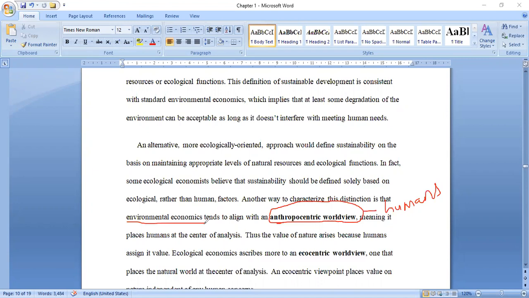For example, they will look at pollution and say that pollution is not good because it affects human health. And then the ecological economists are ecocentric in nature. And what have we seen ecocentric worldview means? Ecocentric means that they place nature at the center of analysis.